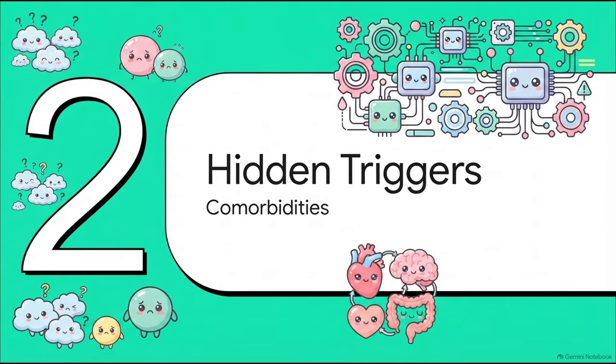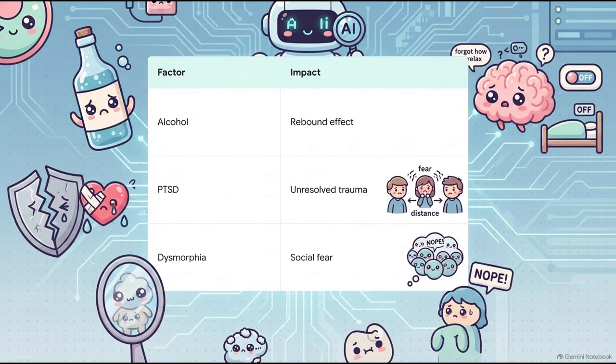Part 2. Hidden triggers and comorbidities. Now, what's really interesting about this next part is that social anxiety rarely operates in a vacuum. Let's peel back the layers here and look at what else is often running quietly in the background. Dr. Masuda highlights that patients often hide these comorbidities for years, literally years, before ever bringing them up to a therapist. For instance, someone might self-medicate with alcohol, which actually creates this nasty rebound effect where their body literally forgets how to relax while sober.